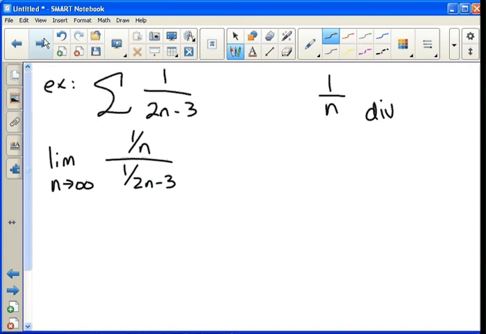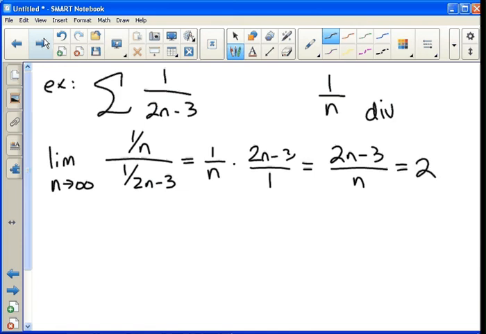So we have a fraction over a fraction, so let's multiply by the reciprocal. That gives us 2n minus 3 over n. If you remember the shortcut rules, the fact that the powers of n are the same on top and bottom tells us the limit would just be the coefficients, so we'd get 2 over 1 or 2. So since our answer is finite and positive, that proves that these two series do the same thing, which means that they both diverge.